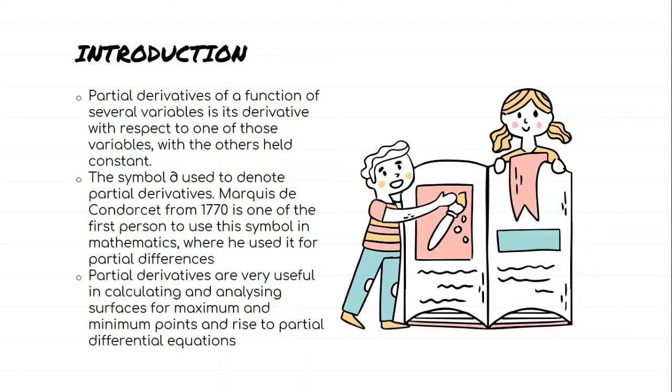Partial derivatives are very useful in calculating and analyzing surfaces for maximum and minimum points, and they give rise to partial differential equations. As with ordinary derivatives, a first partial derivative represents the slope of a tangent line or a rate of change. Two first partial derivatives would represent the slope in each of two perpendicular directions for a three-dimensional surface. Second, third, and higher partial derivatives give more information about how the function changes at any point.